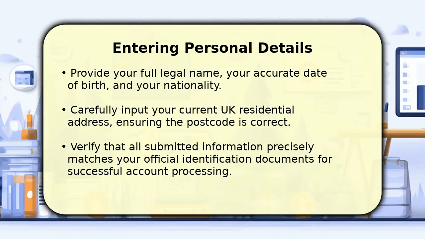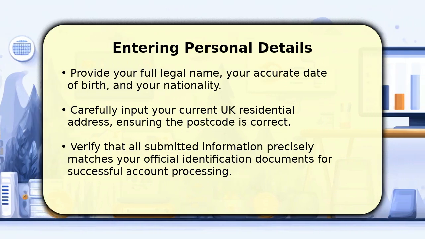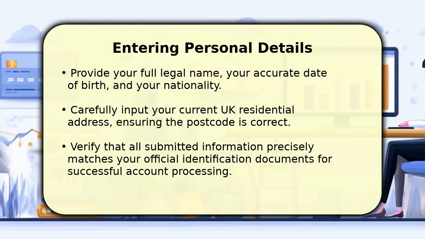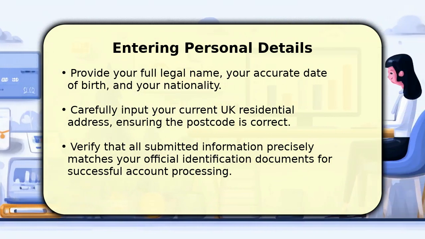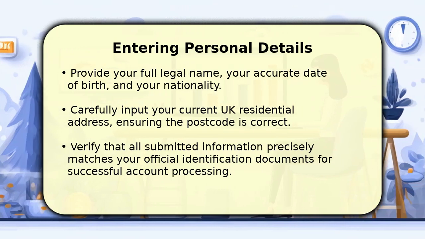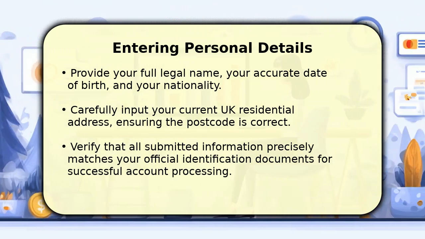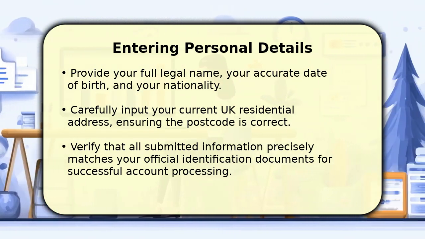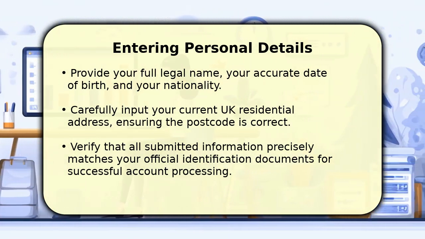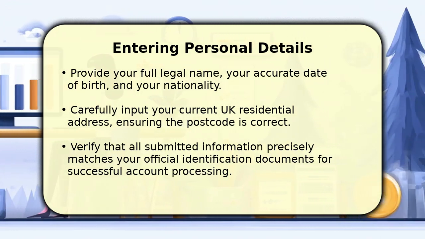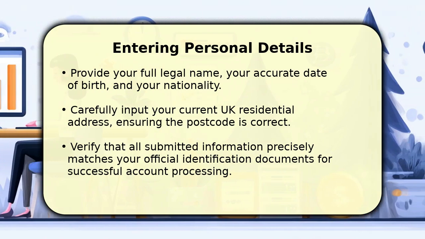Now it is time to input your personal details into the secure form. You will accurately provide your full legal name, your date of birth, and your nationality. Crucially, enter your current UK residential address, including the correct postcode, ensuring all information is consistent. This step is vital for compliance and verifies your eligibility for a UK-based account. Accuracy here prevents future delays.